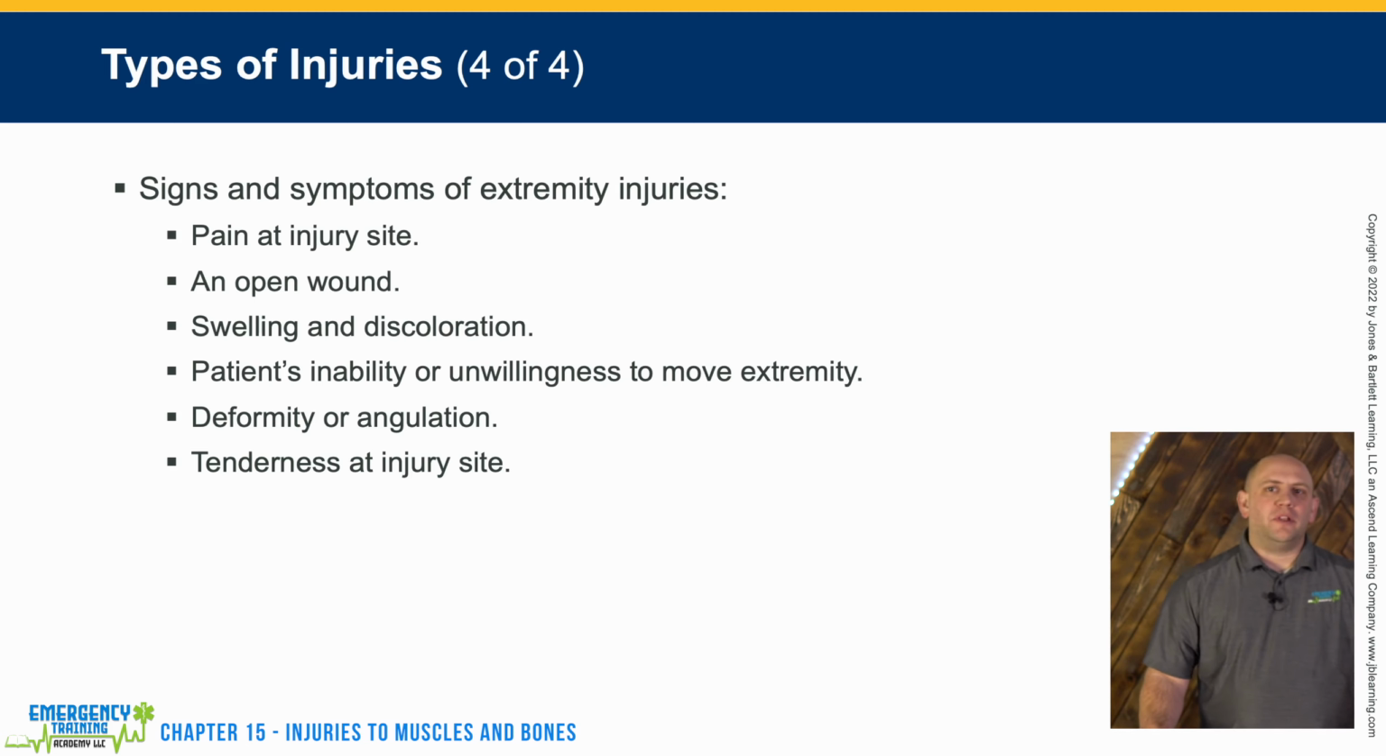Signs and symptoms that we're going to be looking for with any of these extremity injuries, they're going to be painful. We're often going to see swelling or discoloration as the soft tissue and the muscles above those bones or joints have also been injured. Our patients are normally going to be self-splinting or have the inability to move the injured extremity, and they're going to be tender or painful to the touch as well.